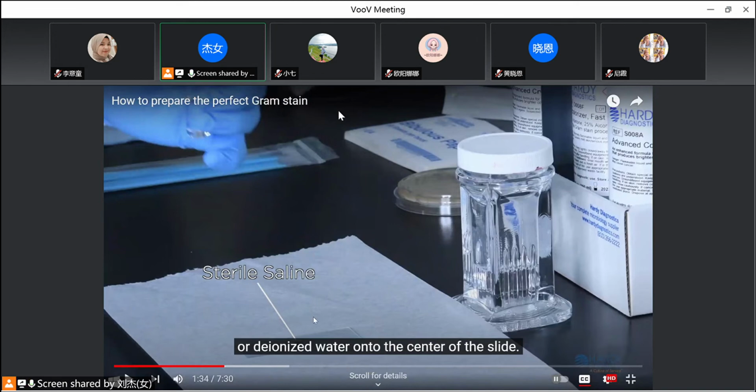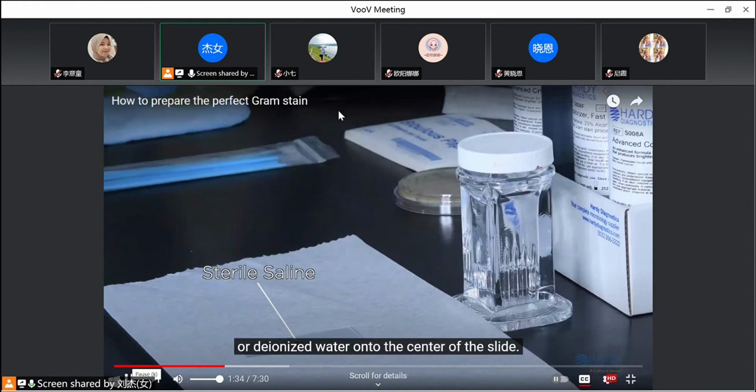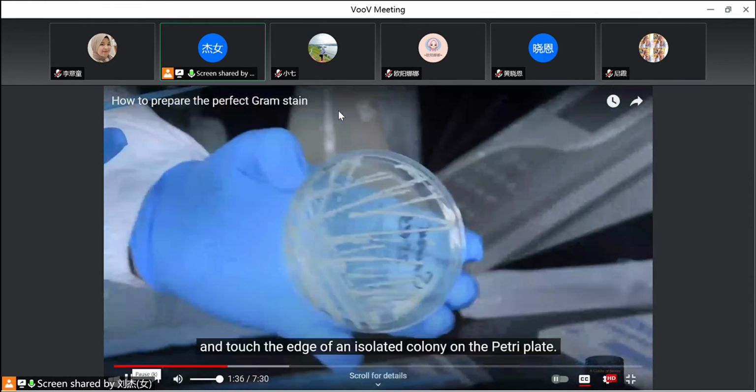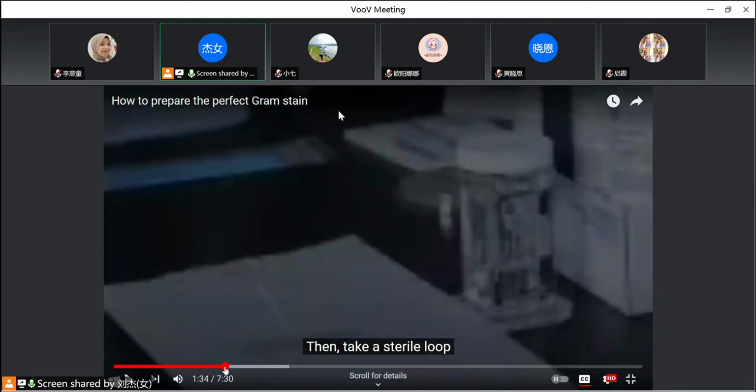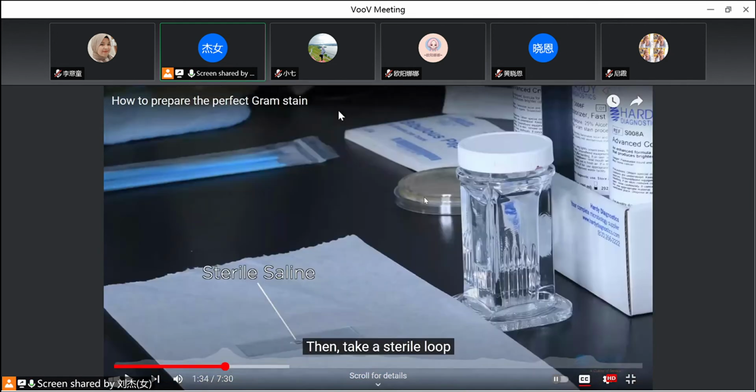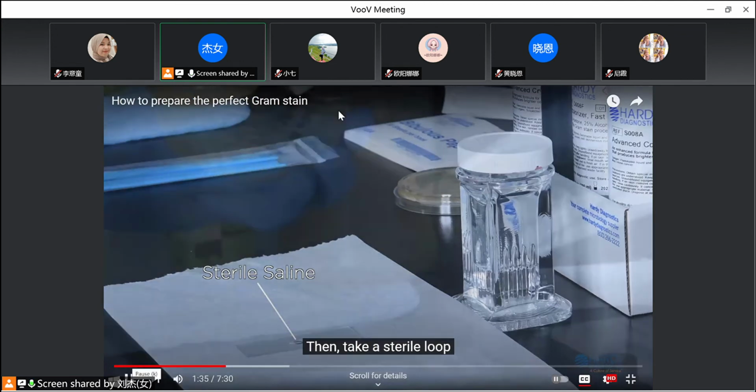Saline is most recommended. Put a drop of saline on the center of the slide. Then take a sterile loop and touch the edge of an isolated colony. Okay, then you see this person. Here is a plate, a culture plate for bacteria, and he opened it. Then take a sterile loop.